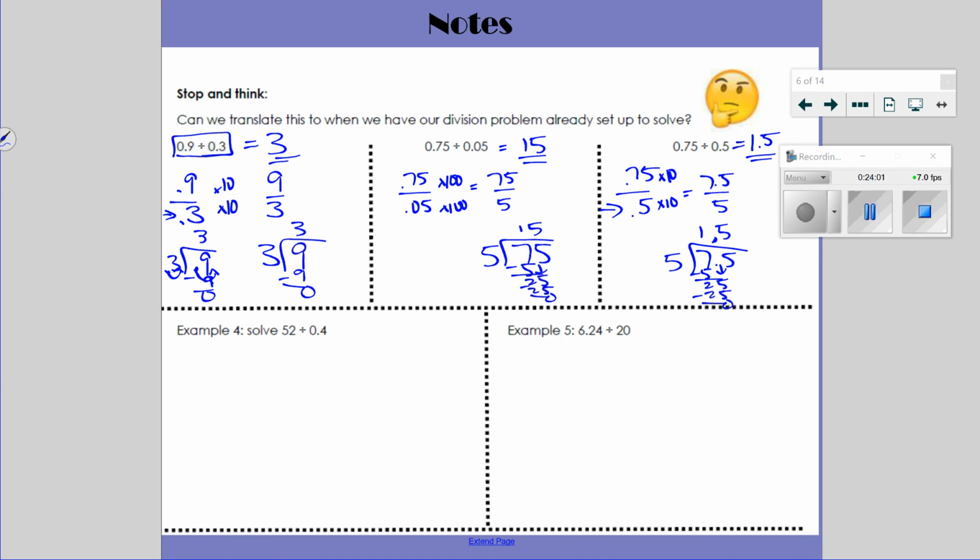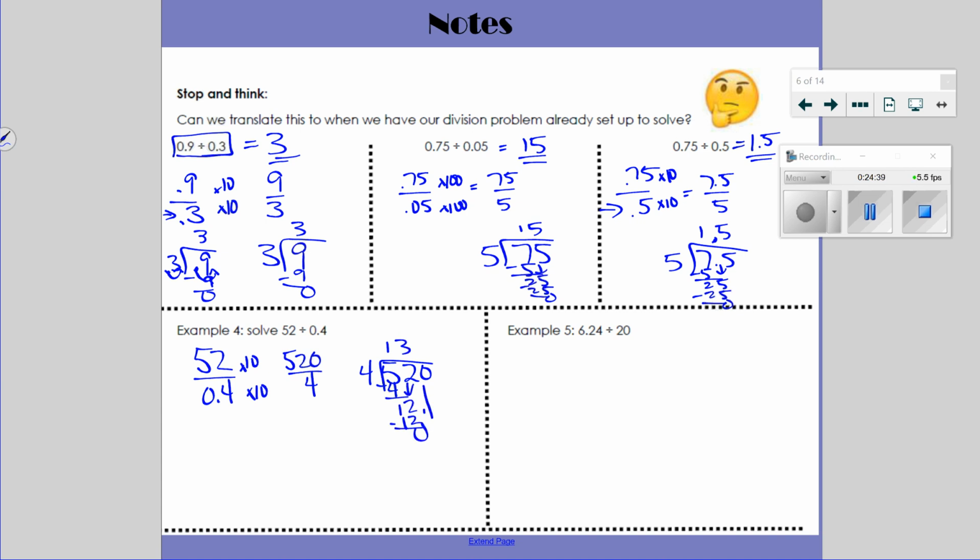Okay? Questions on any of those? Okay, let's do 2 more together. Our next one, we have 52 divided by 4/10. So I have a decimal in my denominator. What do I need to multiply to get rid of it? Times 10. Good job. And anytime I do that to the denominator, I also do it to my numerator, which gives me 520 divided by 4. So I take 520, divide by 4. It's going to go 1. Bring down the 2, it's going to go 3 times.